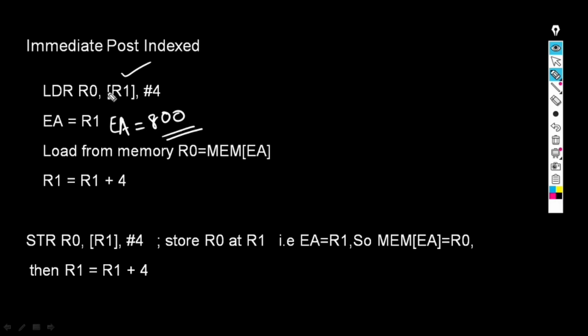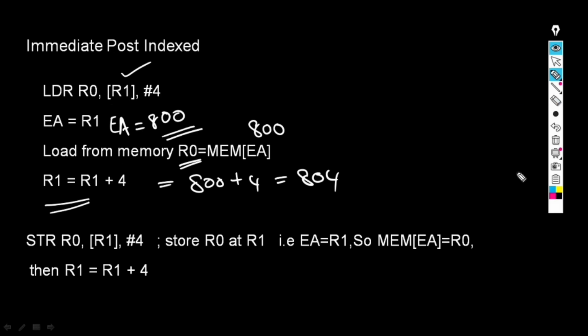But what happens to R1 once data from this particular memory location is loaded and placed in R0? That is, from memory location 800, R1 is later updated: R1 becomes 800 plus 4, which is 804. Okay, so this instruction is used if you want to update the register after the desired memory access.